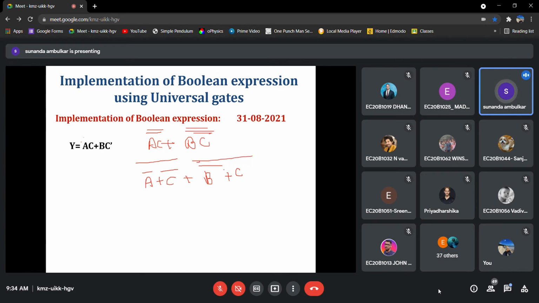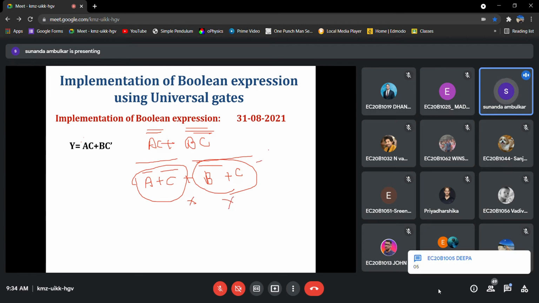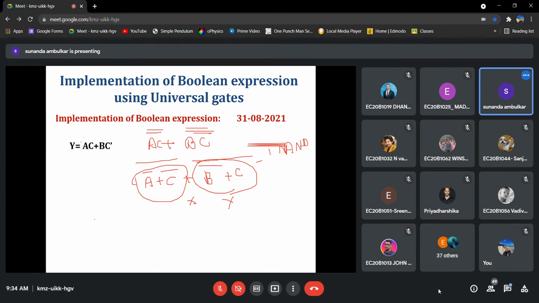So if we consider these three things as X and Y, here we will require one NAND gate. Here X is equal to A bar plus C bar, so this will require one NAND gate. Then this Y will also require one NAND gate.